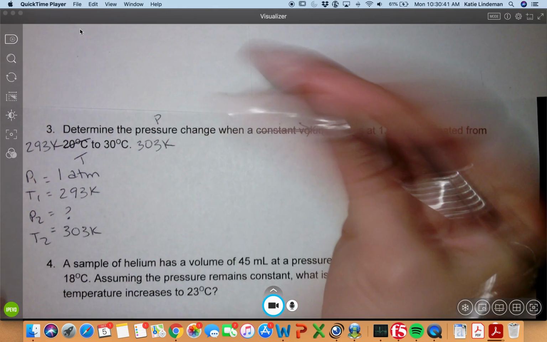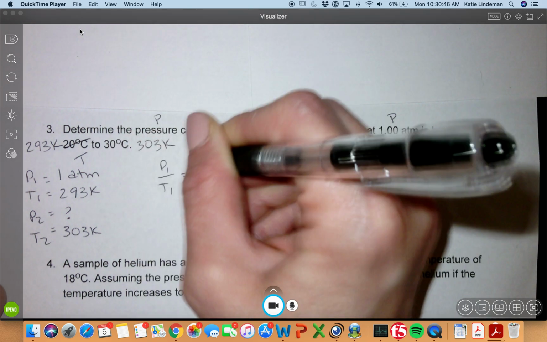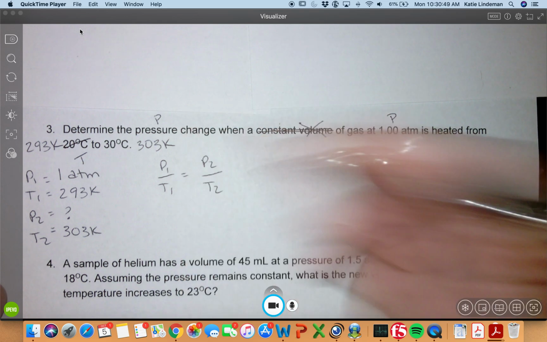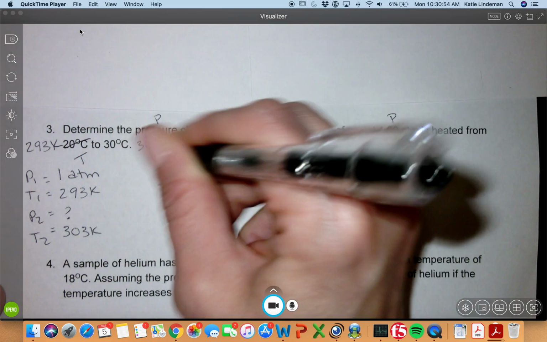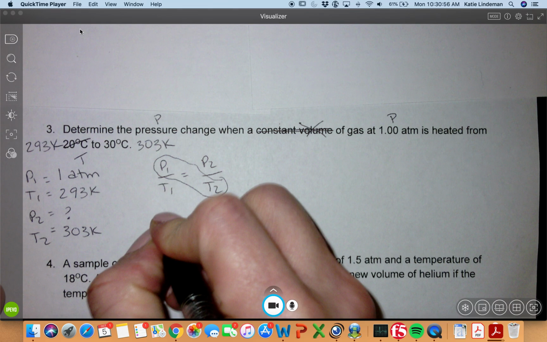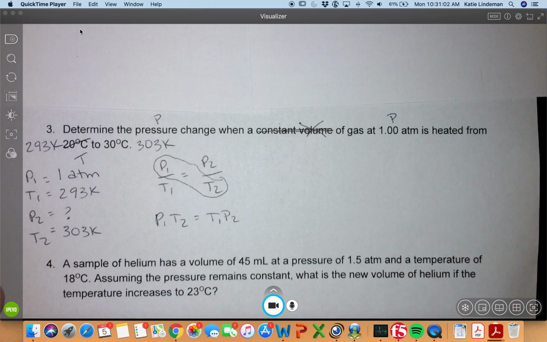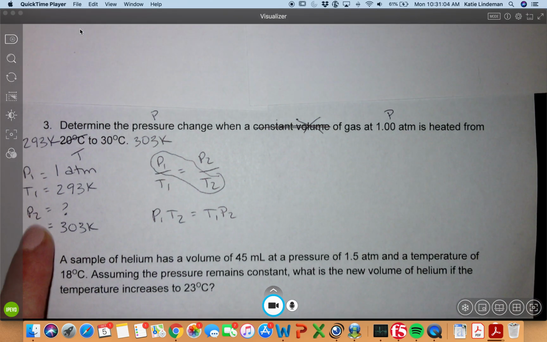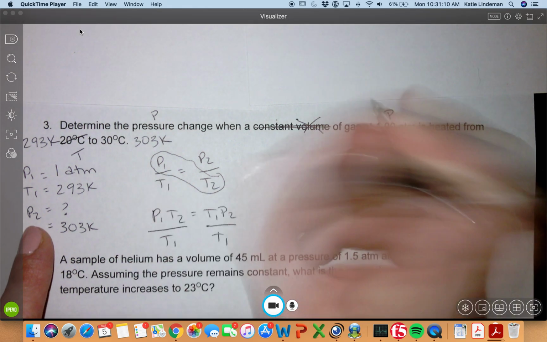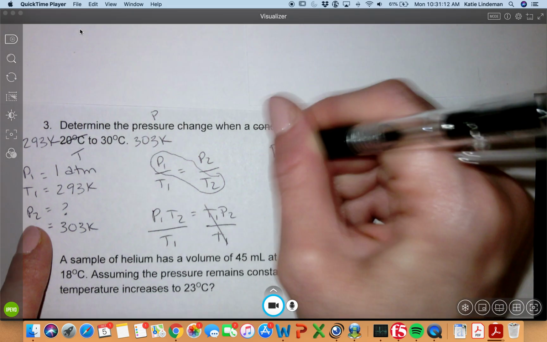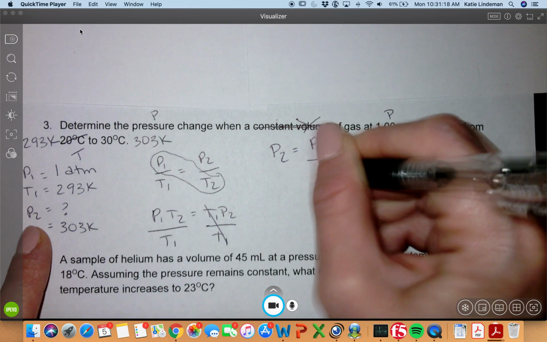So now I'm just going to copy down my formula. So P1 over T1 equals P2 over T2. I'm going to cross multiply. So P1 T2 is equal to T1 P2. I want to get P2 on its own, so I'm going to divide each side by T1 to isolate P2. So P2 is equal to P1 T2 divided by T1.